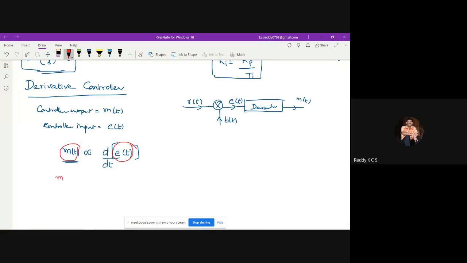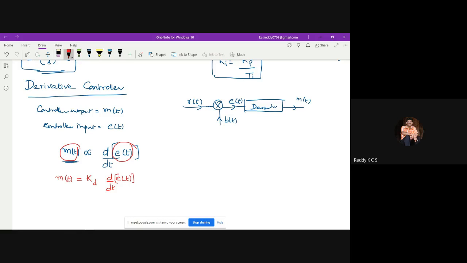When I take out the constant of proportionality, it can be written as m of t is equal to Kd, which we can call the derivative constant, into d by dt of e of t. So m of t is equal to Kd into d by dt of e of t.